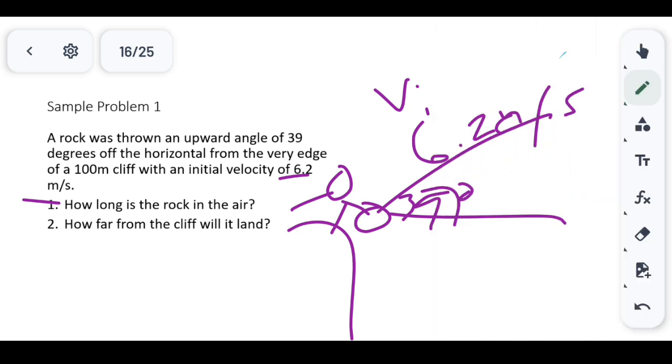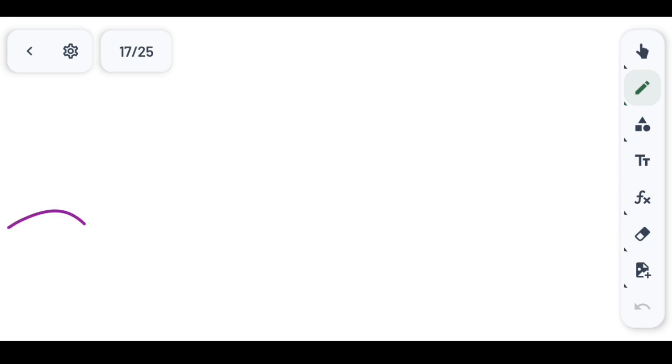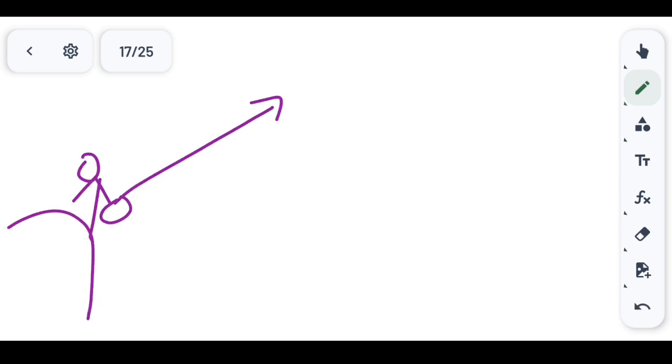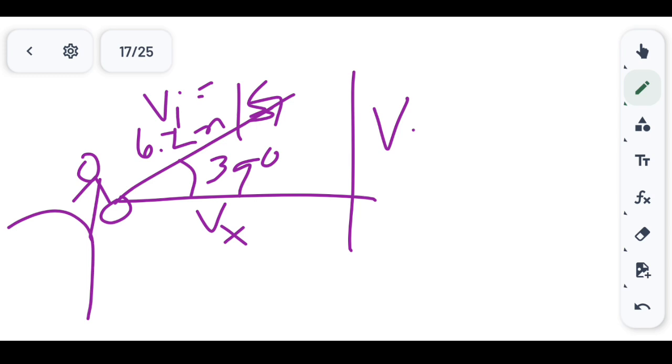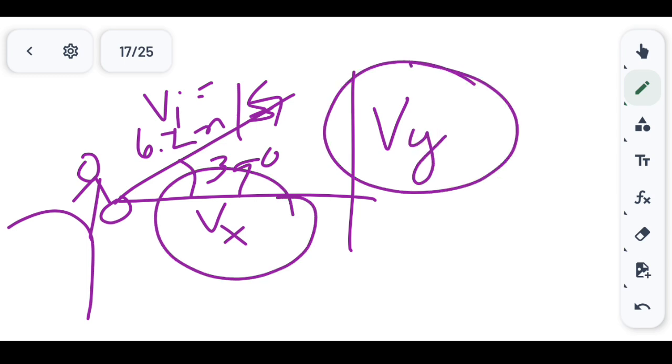We have here the cliff, tapos nakaupo ka, may hawak kang bato, hinagis mo siya at a speed of 6.2 meters per second. So, ito yung iyong initial velocity or V sub I. Ngayon, ang angle nun ay 39 degrees. So, we have to find the x component of the horizontal and then the y component of the vertical. Walang value yung v sub y and v sub x. Wala pa siyang value. So, you have to use trigonometric functions to solve these components.